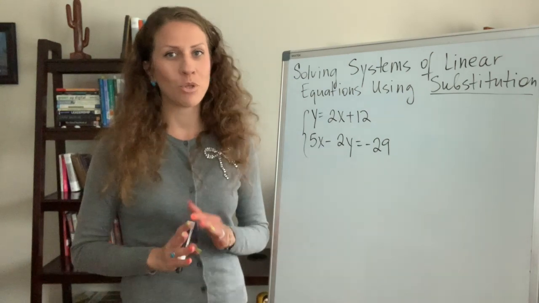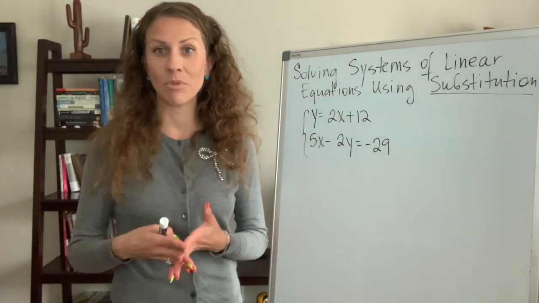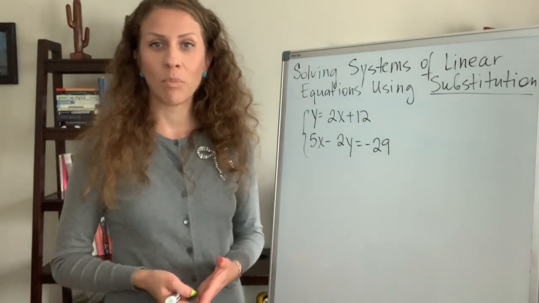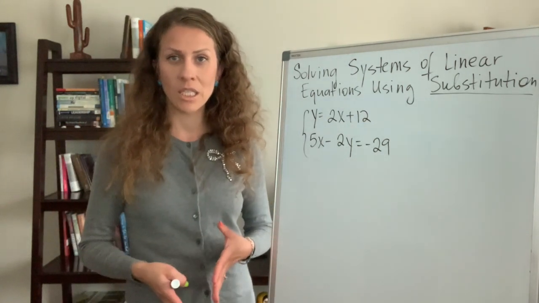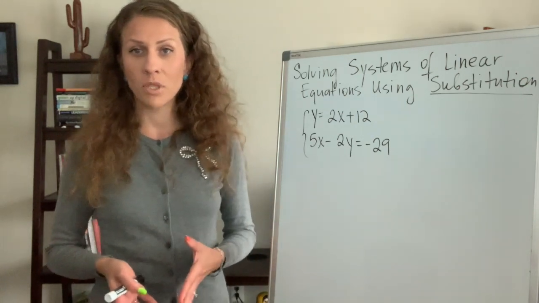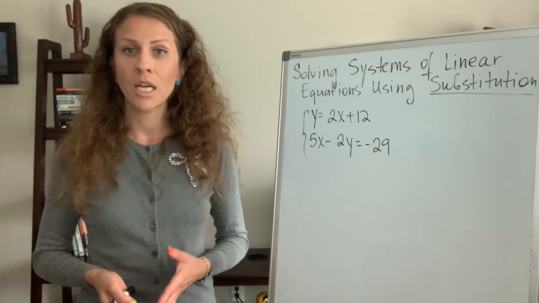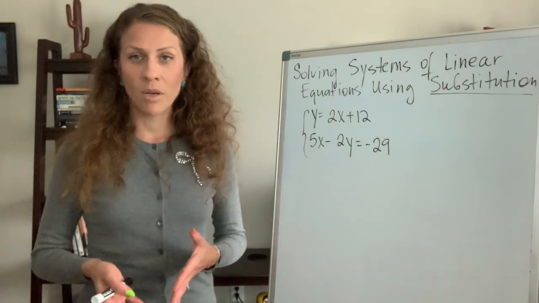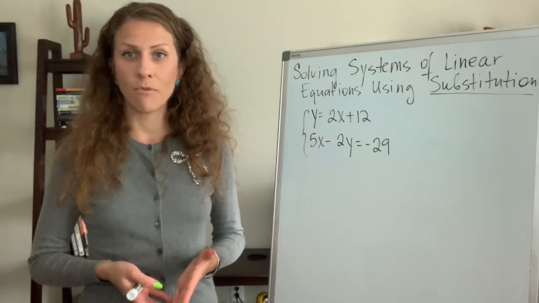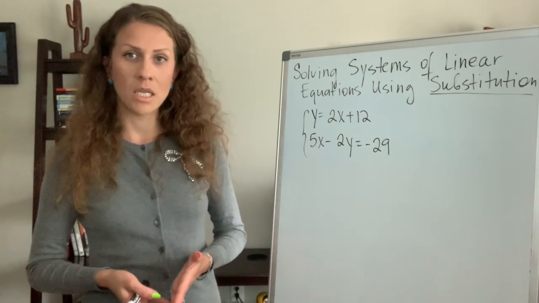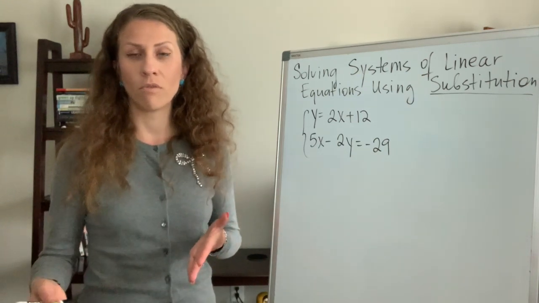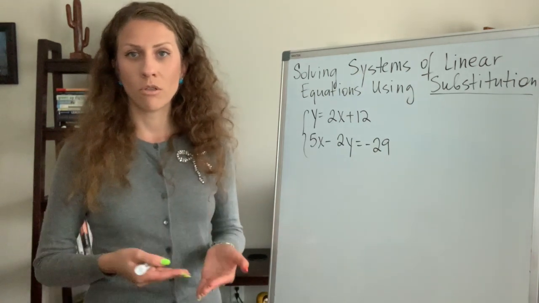Hello everyone, today I will be showing you how to solve systems of equations using the substitution method. And here I have an example of two linear equations that are placed in the system and we need to find a solution to the system. Remember that the solution to a system of linear equations is a pair of numbers x and y that will satisfy both of the equations in the system, meaning if you plug the x and the y back into each of the equations, they will be true.